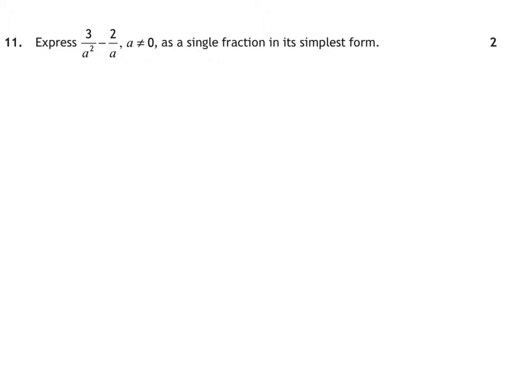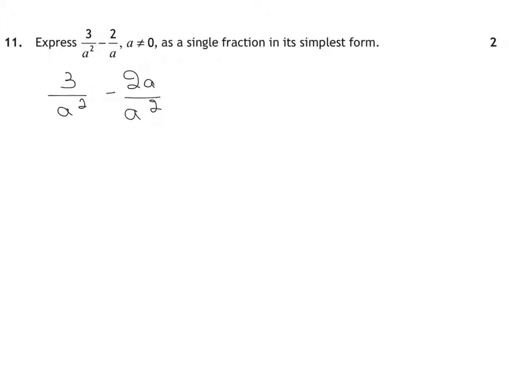Number 11. Express 3 over a squared minus 2 over a, with a not equal to 0, as a single fraction in its simplest form. Before you can take away fractions, your bottom number, or whatever's on the bottom, needs to be the same. So you're looking to change one or both of the bottoms to match up, using equivalent fractions. Is there something you can do to a to make it into a squared? That's the way I would go with this one. Stop the video, go and have a shot.